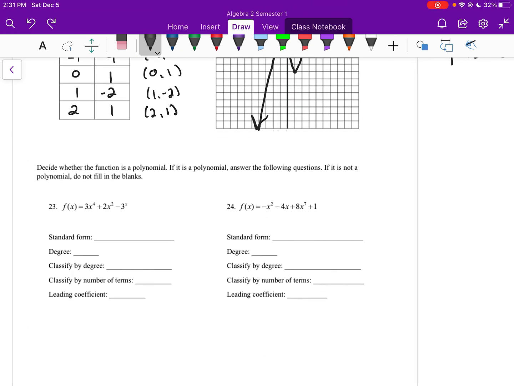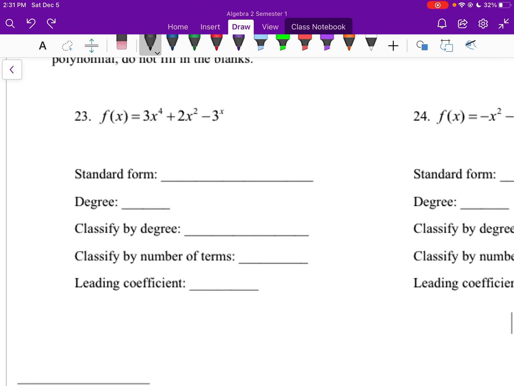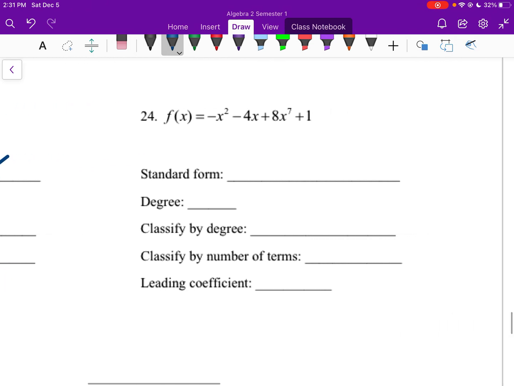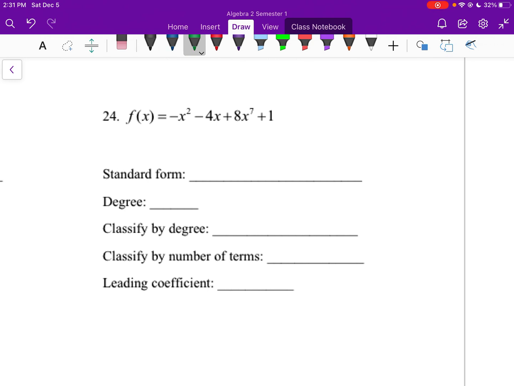Okay, decide whether the function is a polynomial. If it is a polynomial, answer the following questions. If not, do not fill in the blanks. When we're trying to determine if something is a polynomial, again, we need to have whole number exponents. Okay, so 4, 2, x. The exponent is not a whole number, so in that case, this is not a polynomial. Okay, that's the first part. It was not a whole number, so we don't even need to worry about that one.